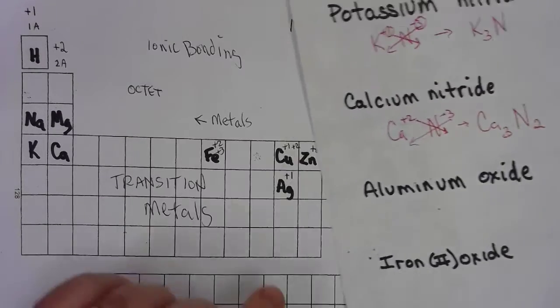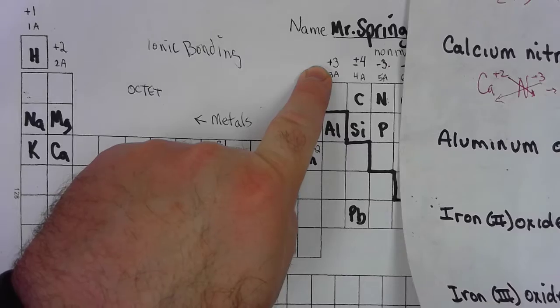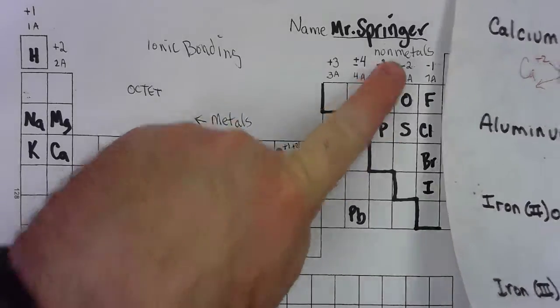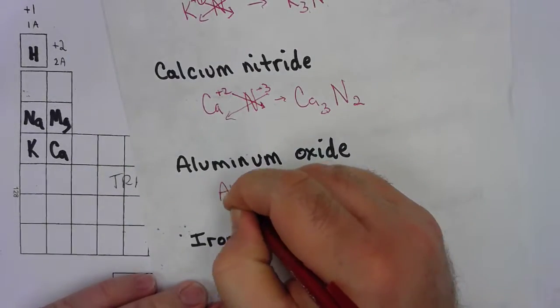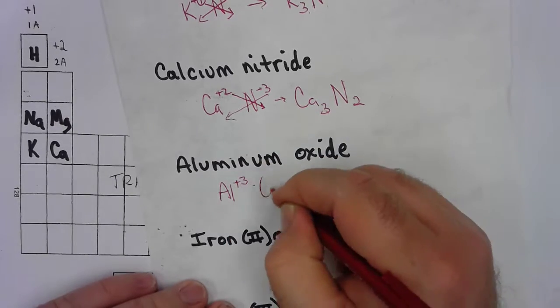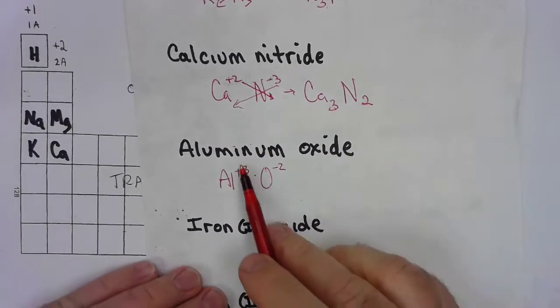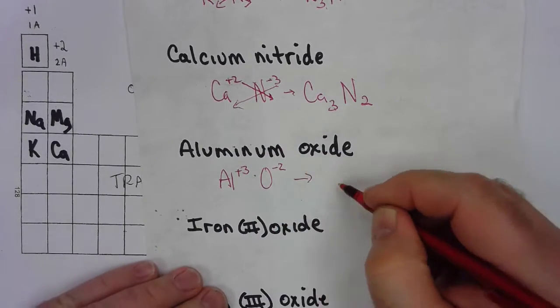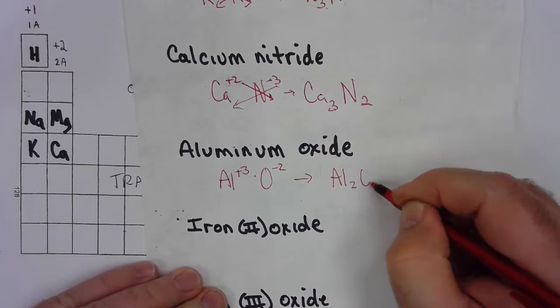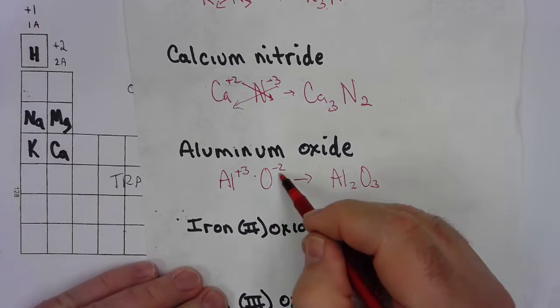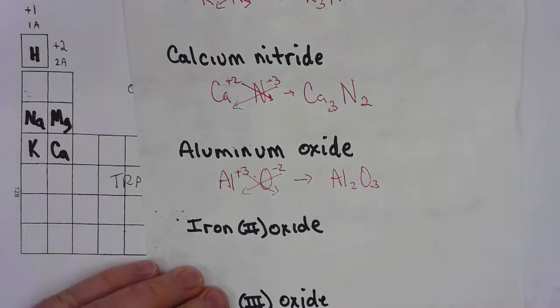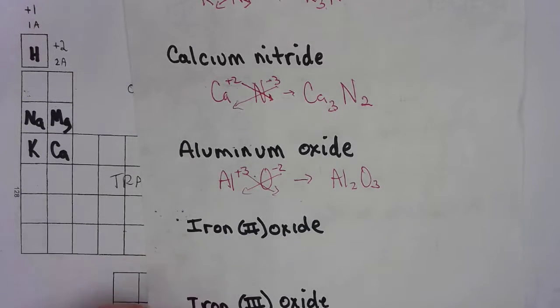Aluminum oxide. We've got aluminum here in the +3 column, oxide in the -2: Al +3, O -2. If we crisscross, do the switcheroo, we get Al2O3. See, the 2 goes there, the 3 goes there, and it's so simple to do. Very simple to do at this point.